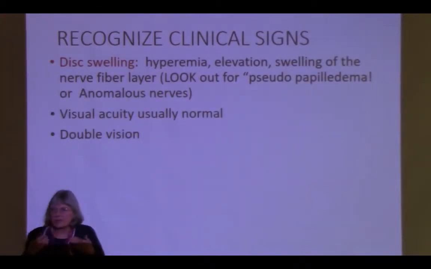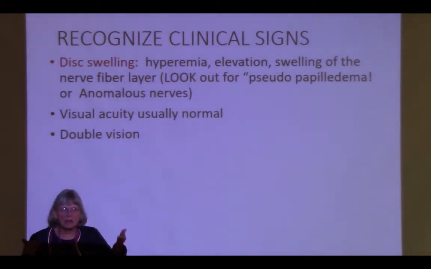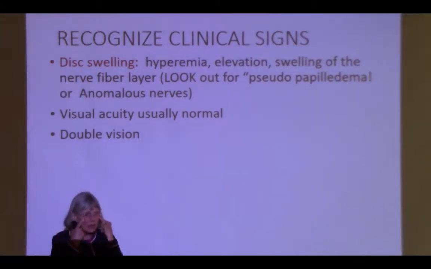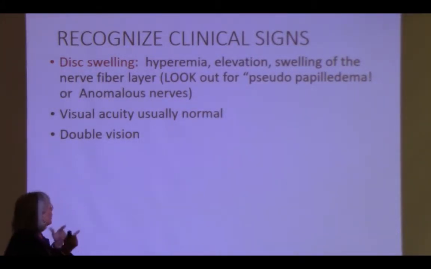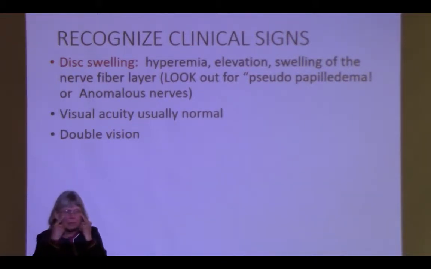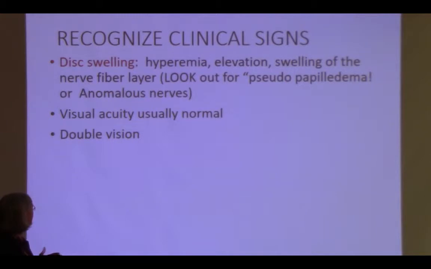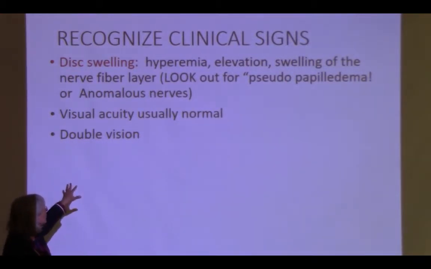How do we recognize that somebody has this as a problem? Well, we have to look in the back of the eye. We look for papilledema, disc swelling, okay? And I'll talk about what that is. Now, the problem with that is that some people have optic nerves in the back of their eyes that are just funny-looking nerves and can be mistaken for papilledema. So they have anomalous nerves or pseudo-papilledema. Usually the visual acuity is normal, but some people have double vision.